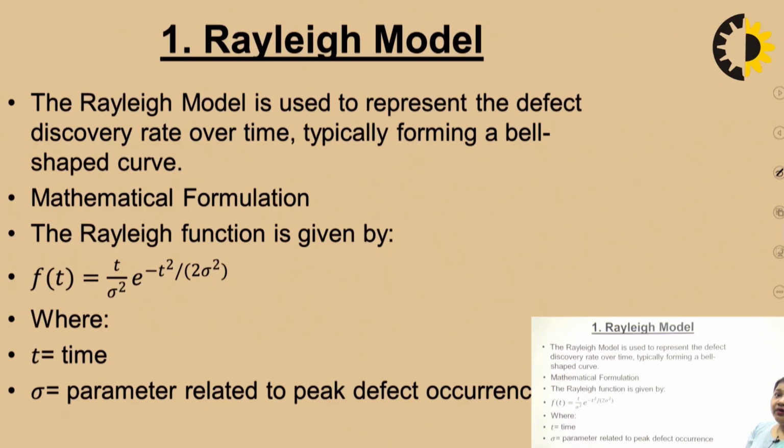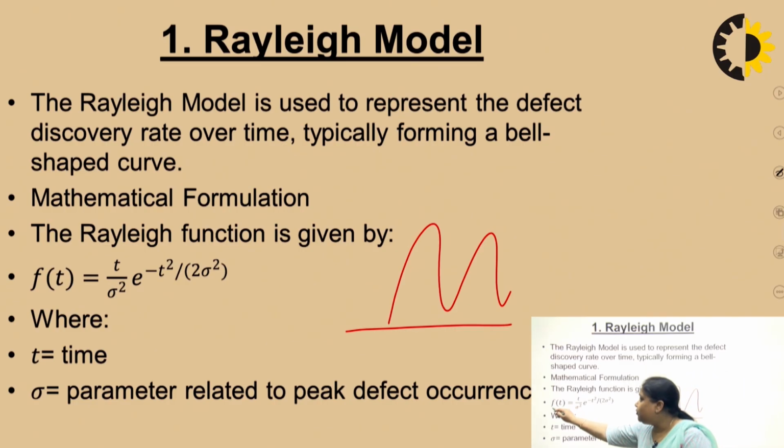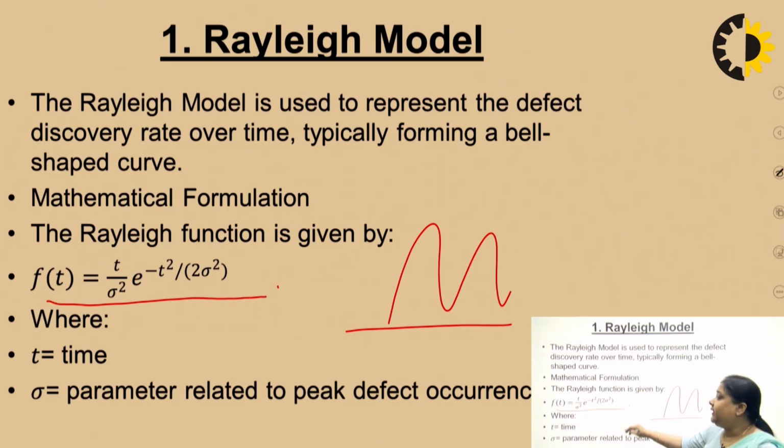So in this, first of all, we have the Rayleigh model, and the Rayleigh model is used to represent the defect discovery rate over time, which forms a bell-shaped curve. Its mathematical formulation is that the Rayleigh function is given by f(t) equals this, where t equals time and sigma equals a parameter related to peak defect occurrence. So this is the formula through which we can find out the function f(t) upon the time t.